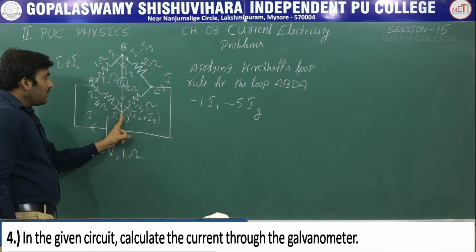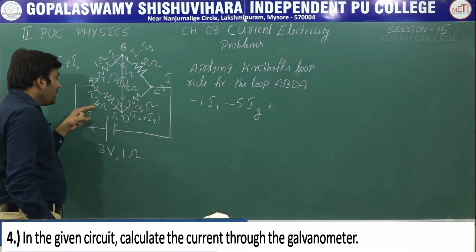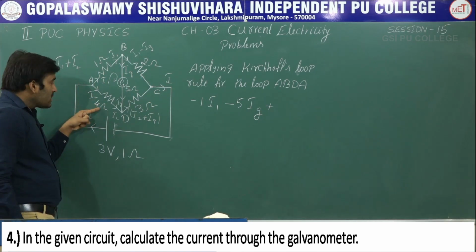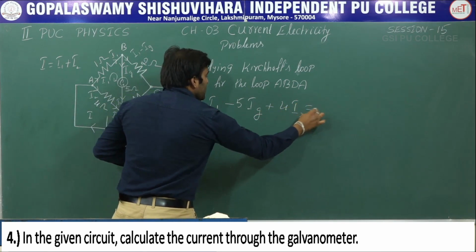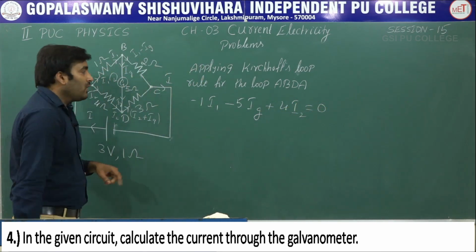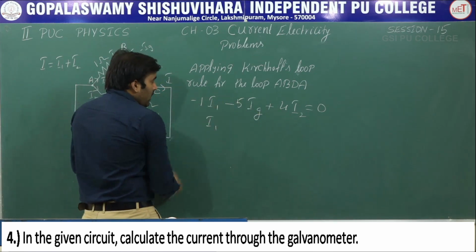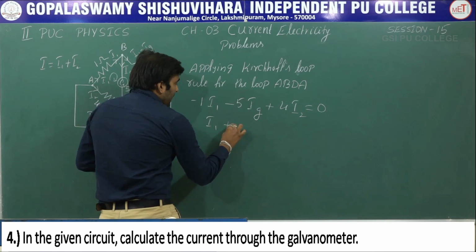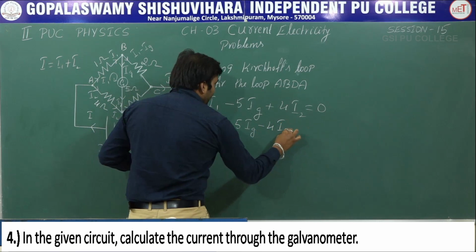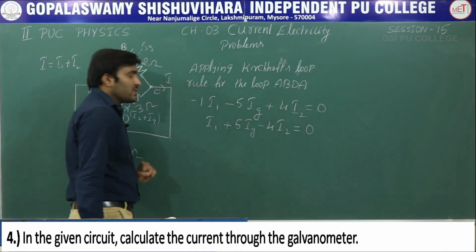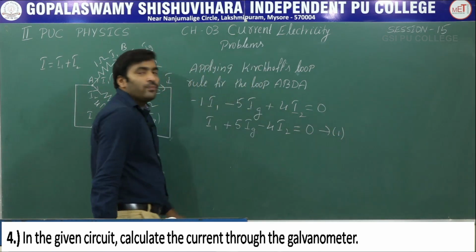And here D to A. Now we are in the reverse direction to the current. Therefore the sign must be positive. Current is I2 and resistance is 4, so 4 I2. This is equal to 0. So we got an expression like this. The same equation can be written as I1 plus 5 Ig minus 4 I2 equal to 0. Let me call this equation number 1.